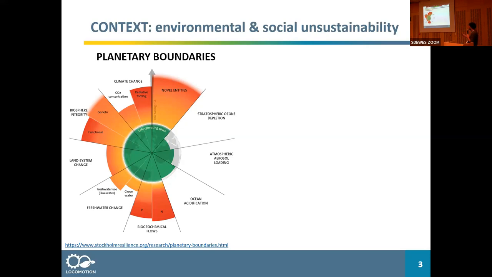Here you can see climate change, that is the most popular, and an overwhelming amount of research is dedicated to the problem of climate change. But then you have other problems such as novel entities, biosphere integrity, land system change, freshwater change, biogeochemical flows, which are much less studied. So it's very important that when we try to solve one problem in terms of planetary boundaries, we don't create additional problems in other dimensions, which you don't see if you don't have a model which has all the dimensions.